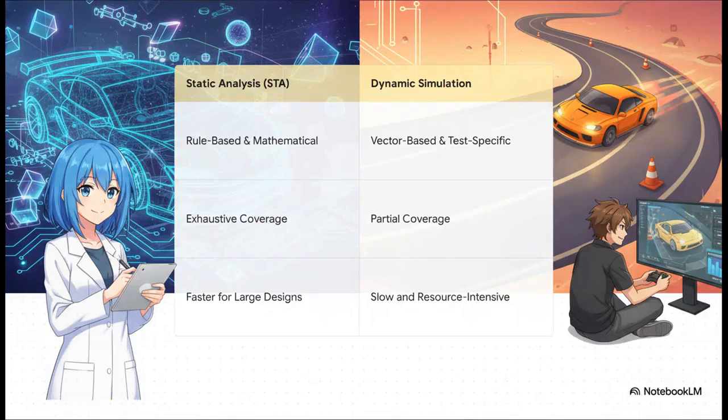Now you might be thinking, well, how does this stack up against the alternative, dynamic simulation? It's a great question. Simulation is kind of like test driving a car on a few specific roads. It's useful for sure, but it can't possibly cover every single scenario. STA, on the other hand, is like having the car's complete engineering blueprint and mathematically proving it can handle any road anywhere in the world. It's exhaustive, it's way faster for these massive designs, and it is just incredibly reliable.